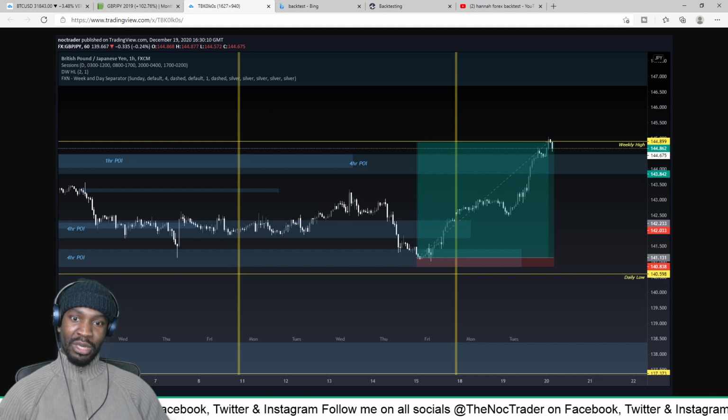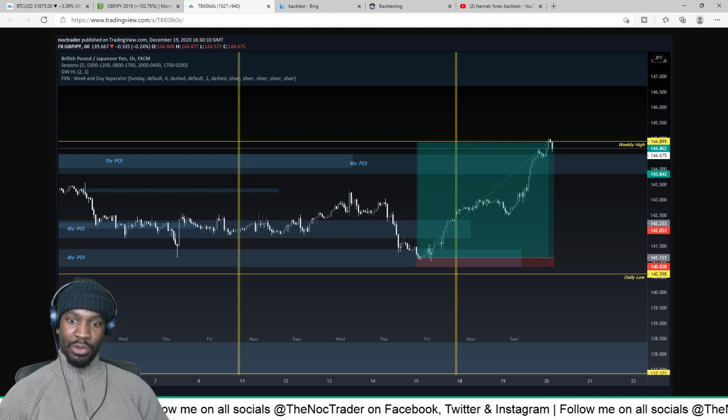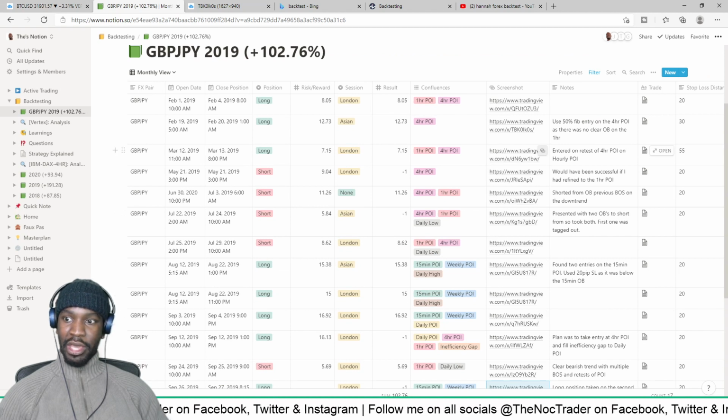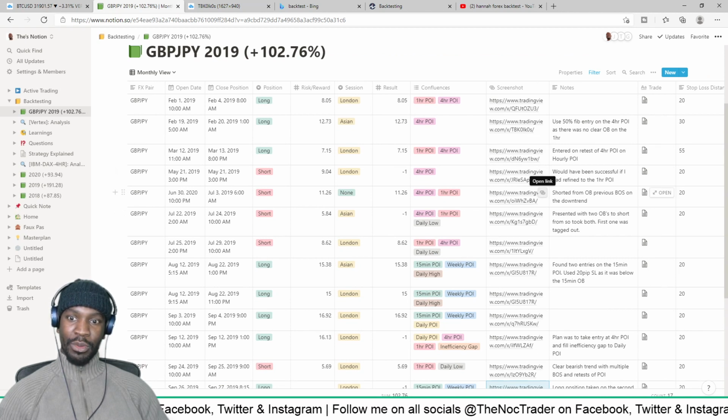It climbed pretty smoothly up, and then it found a little bit of resistance here because there was kind of a point of interest here. It came down a little bit, but then shot up all the way to the weekly high. Took 4 or 5 days. But yeah, a 12-hour trade. And obviously I can go through all of these and look at the visual representation of each trade.